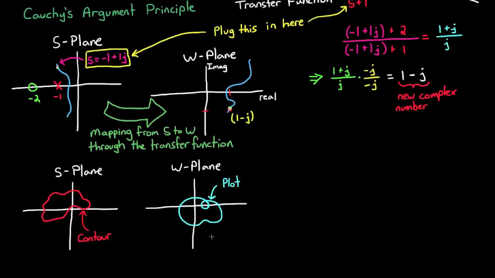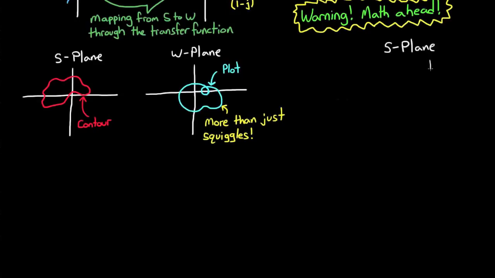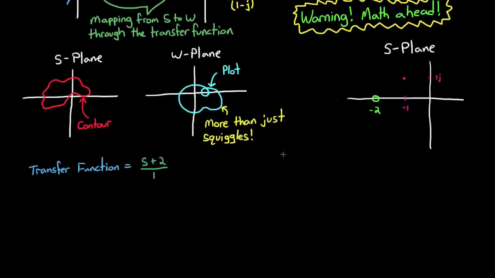Except that squiggly line isn't just random gibberish. It actually contains the phase and magnitude information from each of the system's poles and zeros. Let me explain it in the following way, using just a small amount of math. But really concentrate on the idea rather than the math if you find it confusing. I'll simplify our transfer function just a bit for this example, down to a single zero at s = -2. And I'll map the point s = -1 + j over to the w-plane using our transfer function s + 2 over 1. And we find it to be 1 + j.